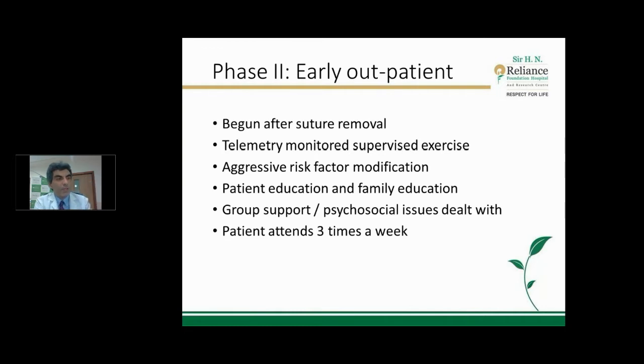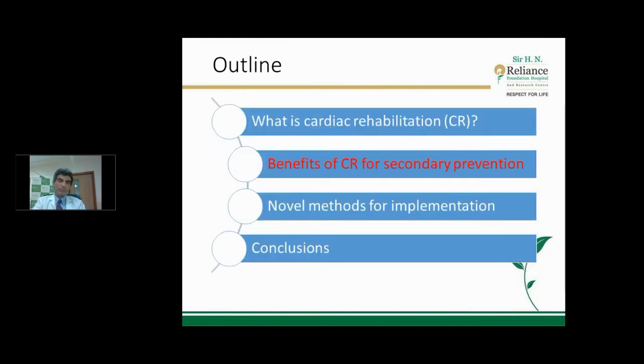So aggressive risk factor modification is a very important aspect of what we do. Educating the family, because ultimately the patients don't live in an isolated environment. They live in a family environment, so we need to take care of that as well. And the patient usually comes in 2 or 3 times a week. This is in a hospital, in a full-fledged rehab center. Later on, we can talk about what you can do in your daily practice as well.